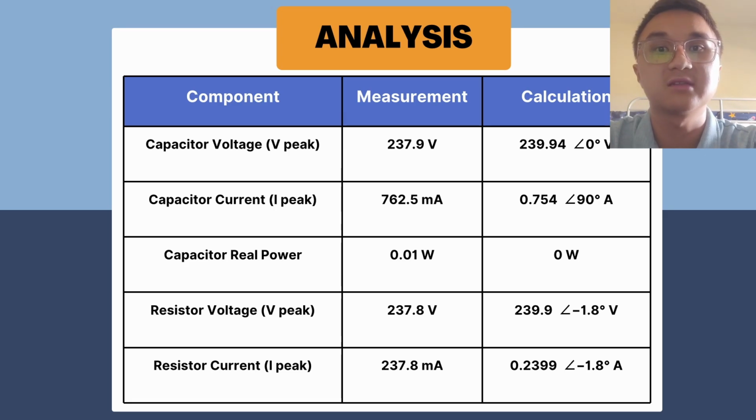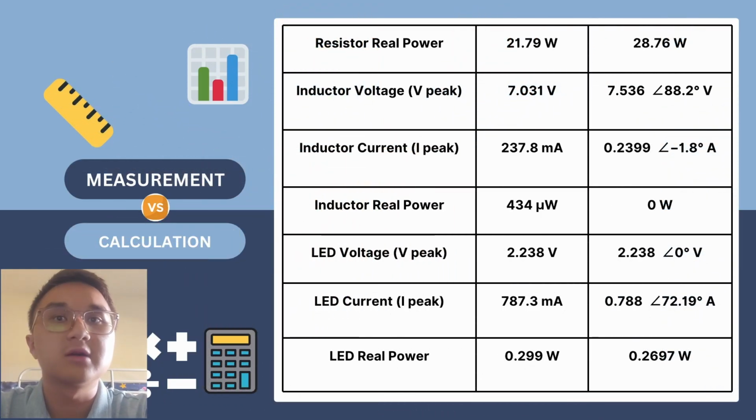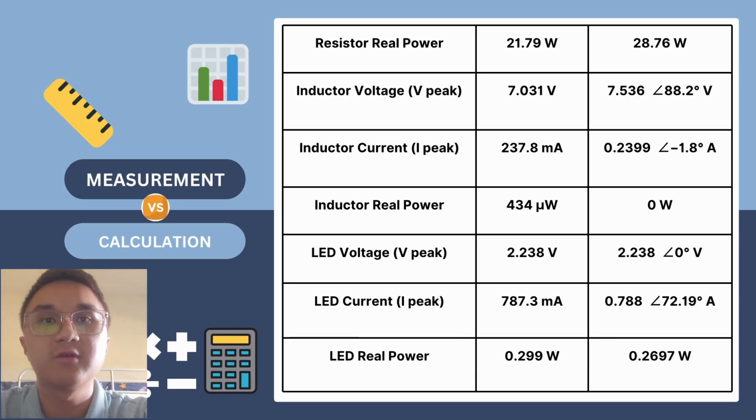So the next one is resistor current. The resistor current we get is 237.8 milliamperes from measurement and 0.2399 at negative 1.8 degrees from calculation. The next one is resistor real power, 21.79 watts, and the calculation is 28.76 watts. The inductor voltage we get is 7.031 volts and the calculation is 7.536 at 88.2 degrees. The inductor current is 237.8 milliamperes from measurement and 0.2399 at negative 1.8 degrees from calculation. The inductor real power is 434 microwatts and 0 watts from the calculation.